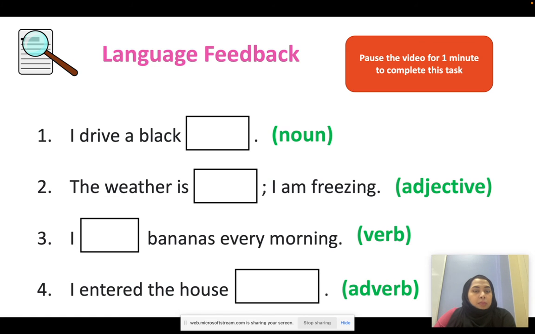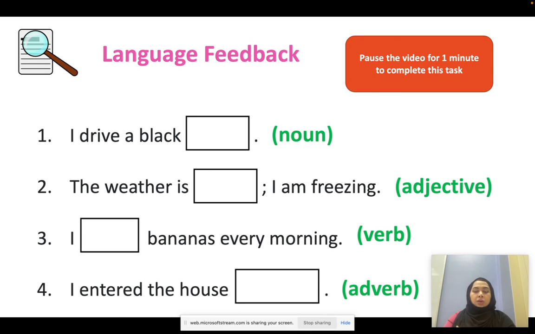I drive a black. You would know that the missing word has to be a noun, a black something. The weather is, something is describing the weather. Think of the weather. What is it? It's a noun. So we would need an adjective to fill in the gap. I bananas every morning. You know that you need an action to describe what you're doing every morning. So you need a verb.